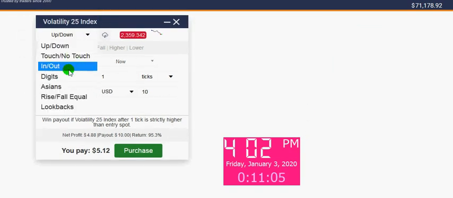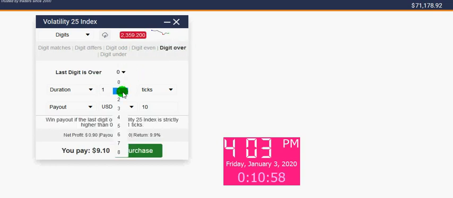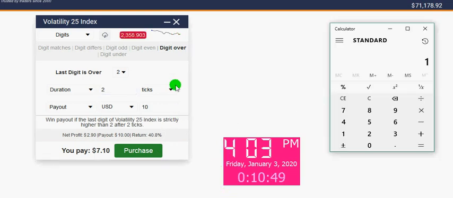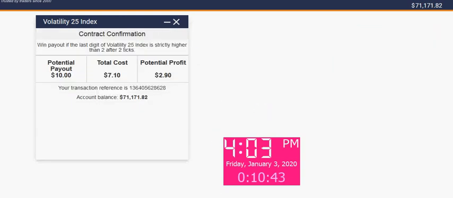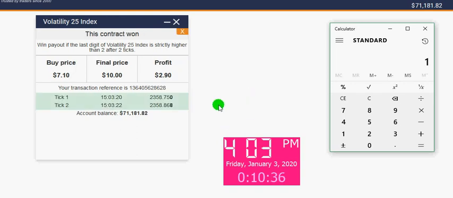So I'm going to change this to digits, and the first trade will be digits over. So digits over, the last digit will be 2, then the tick will be 2 as well. So we're going for trade number 1. We'll be staking 10 USD right here. So I click on purchase there. So as you can see, we won the first trade.